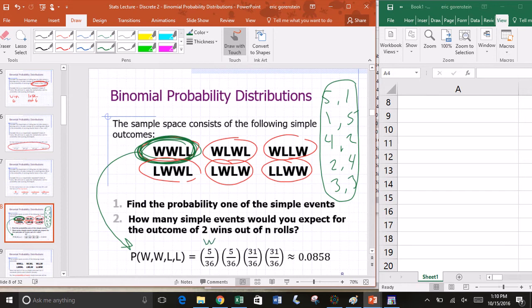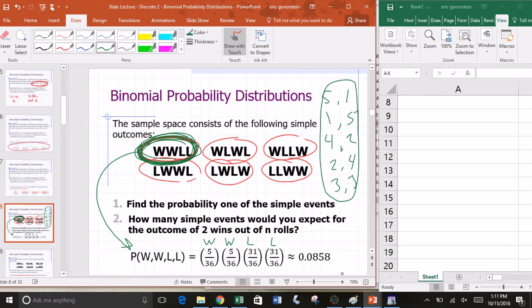The second W has a probability of 5 over 36. The third roll, which is a loss, would be the complement, 31 out of 36. And then the fourth roll would be a loss. Probability is 31 out of 36. So pop this into the calculator, and you get about 8.5%. So that means this first one has a probability of 0.0858.